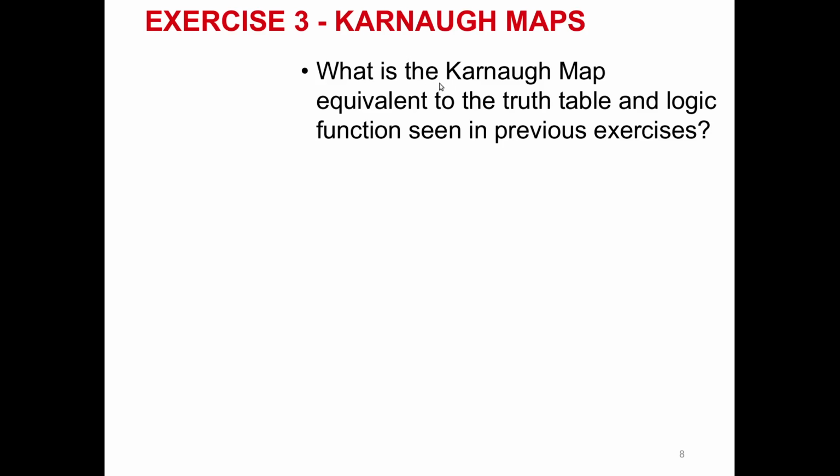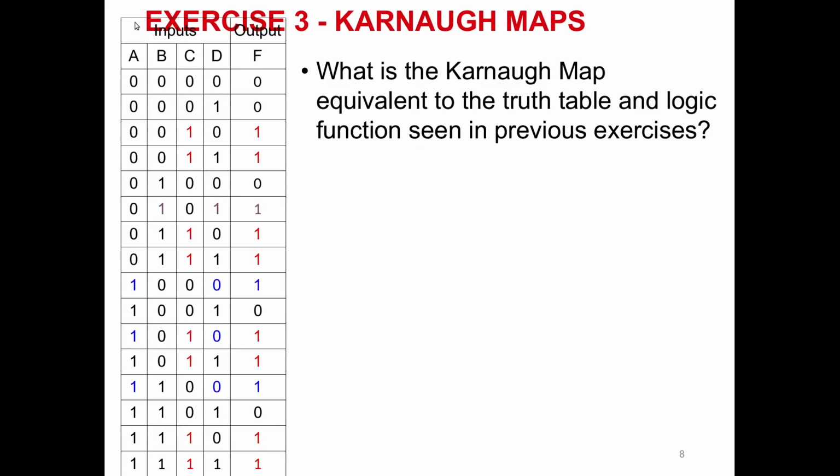The third exercise aims at Karnaugh maps, and the question is, what is the Karnaugh map equivalent to the truth table and logic function seen in the previous exercise? And so we will start with our truth table that we already made from exercise 1. We know that we have 4 inputs, A, B, C and D, with one output f, and here are the outputs of f depending on the input values of A, B, C, and D.